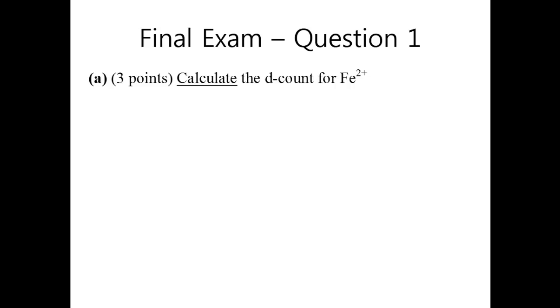As discussed earlier, first calculate delta E of cell as E cathode minus E anode. We just discussed that iron 2 has 6 d electrons. Then calculate the delta E of cell.